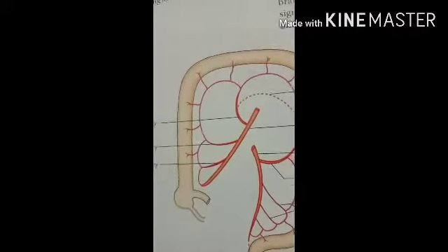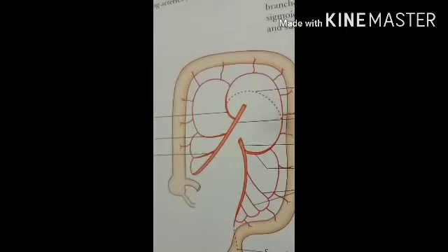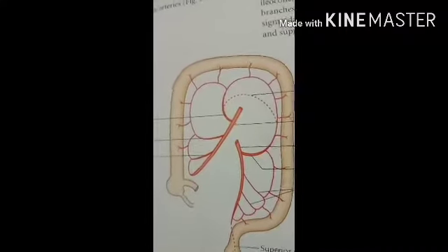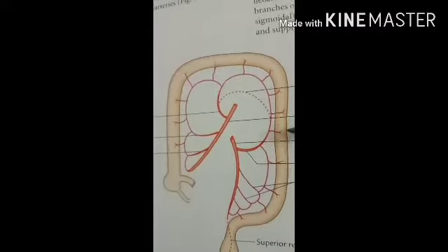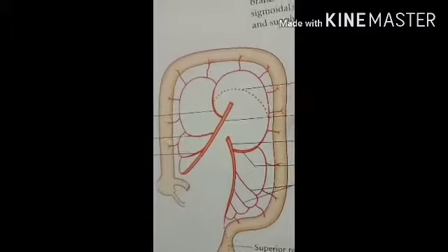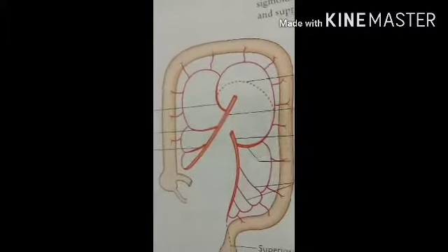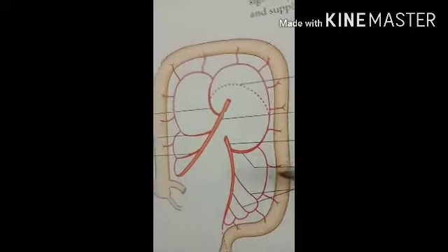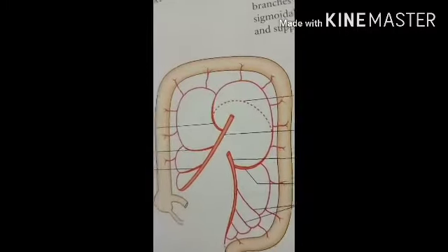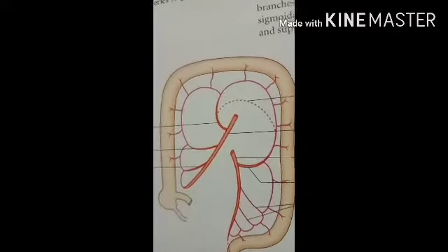Then the ulcerative colitis. If the inflammation or colitis is not cured, it gradually converts into small ulcers, and this is called ulcerative colitis. Then the other diseases related to the colon are IBS, irritable bowel syndrome, and the next disease is Crohn's disease.